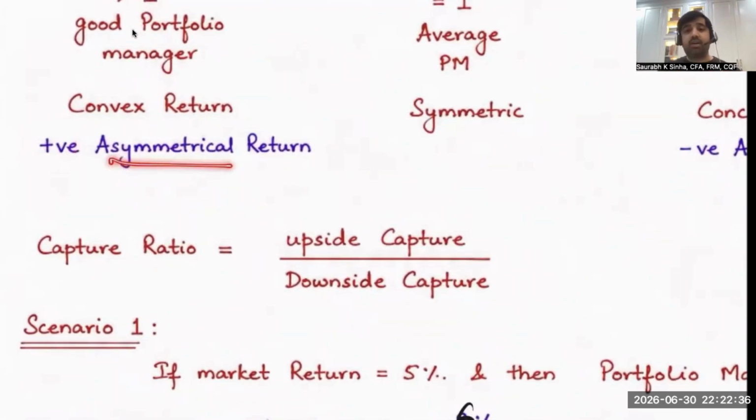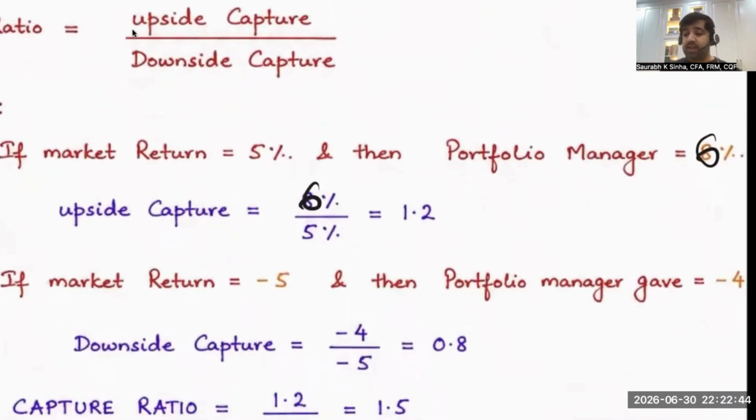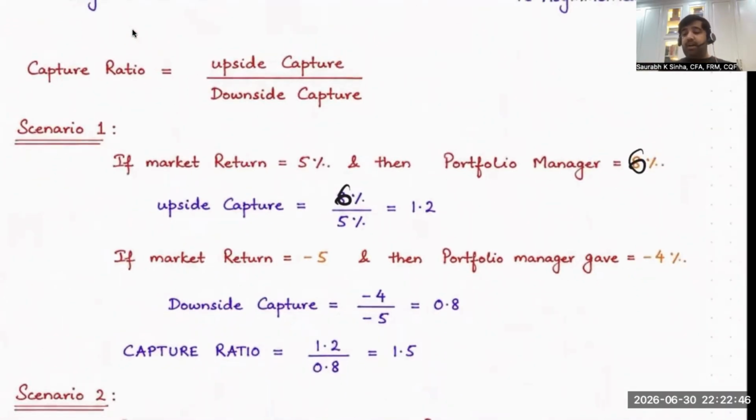positively asymmetrical return. If this would have been a symmetrical return, then if I'm getting 6% here, I would have received minus 6% in the downside market. It's not symmetric, it is asymmetric. During the good days, portfolio manager is giving more times return than the market. In the bad days, the portfolio manager is giving less times return than the market, 0.8 only, not even 1. So that highlights a good portfolio manager.